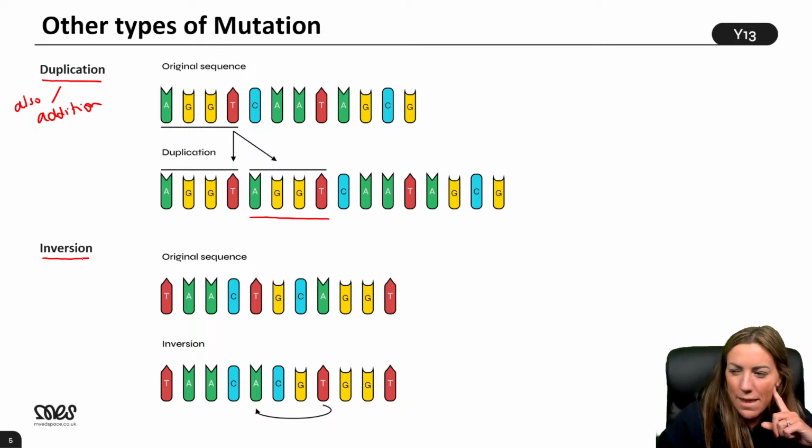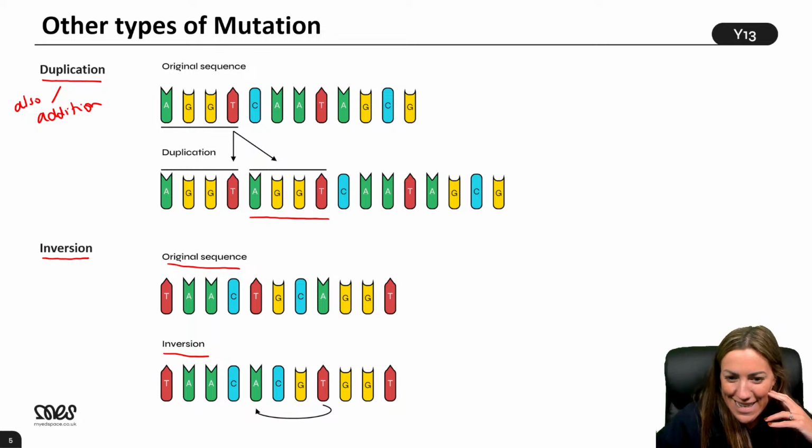Inversion. Can anyone tell me what's happened here? Before I describe it to you, if you have a little look at the original sequence compared to the mutated sequence, what has gone on here? Can anyone describe it? It's quite hard to put into words. That's why I'm asking you to do it for me. 2 bases have swapped places. Let's have a look.